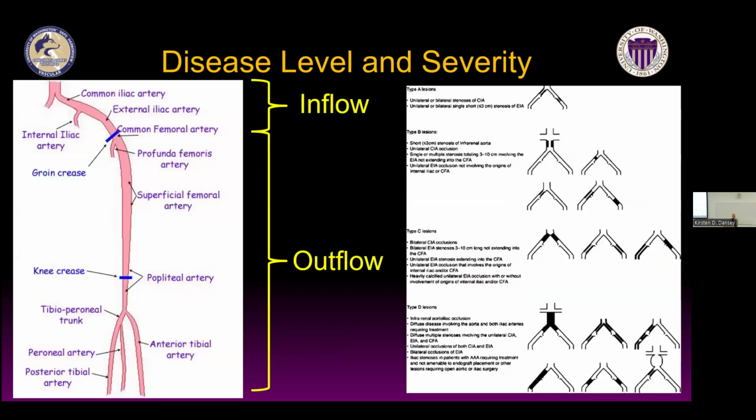Just so we're all on the same page as far as when I describe inflow versus outflow. Inflow is the aortoiliac segment down to the common femoral, and outflow is really common femoral down to tibials. And then the schematic on the right is showing the TASC classification, which is just a classification schematic that describes the severity of the lesion.